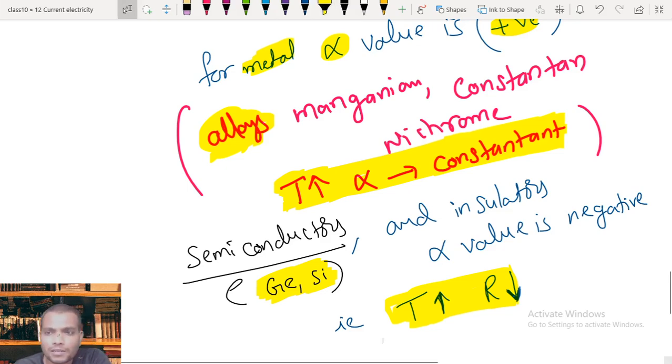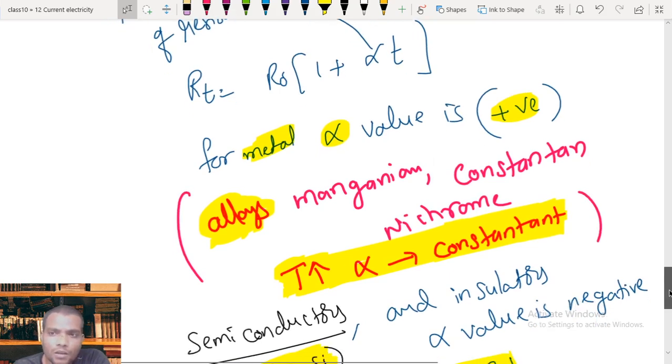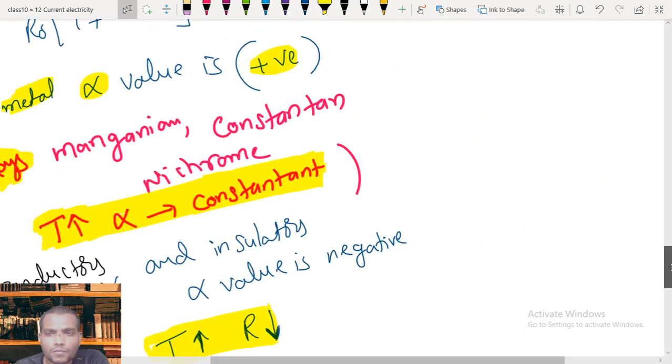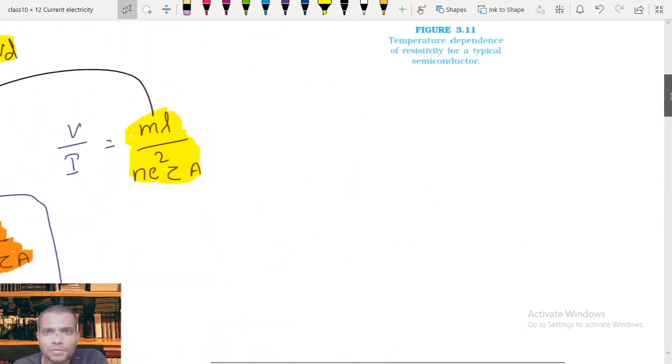But for metals it's the opposite. When the temperature increases, the resistance value increases. There are materials on which temperature does not affect the resistance, those are called alloys. Those alloys, manganin, constantan and nichrome, have a constant temperature coefficient, they do not change with the temperature. So here we need to look at certain graphs.